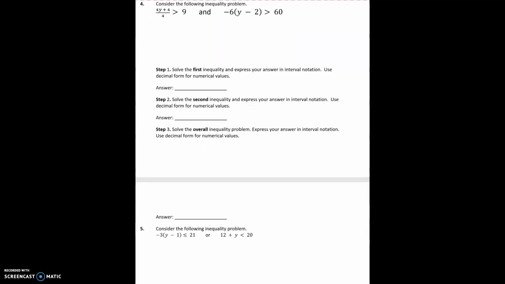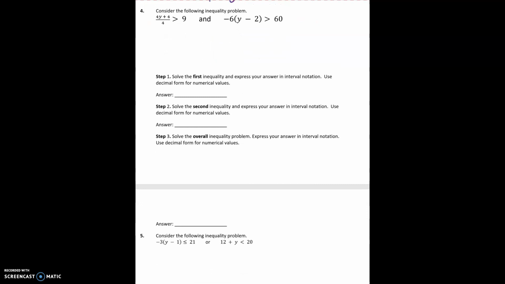All right, for number 4. Step 1 says solve the first inequality, so let's focus on that one. I'm going to start off by getting rid of the denominator, so I'm going to multiply each side by 4. So that leaves me with 4y plus 4 is greater than 36. We're going to subtract.